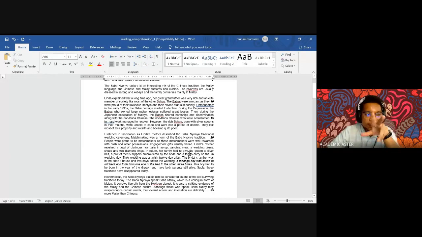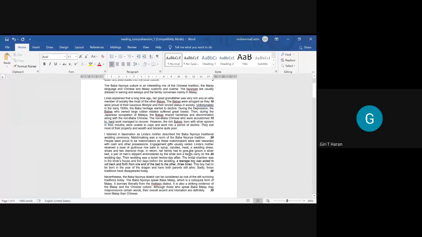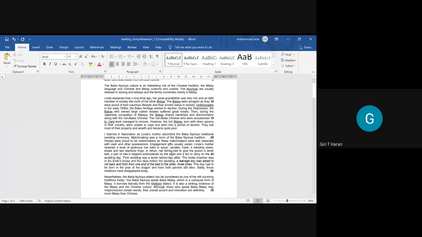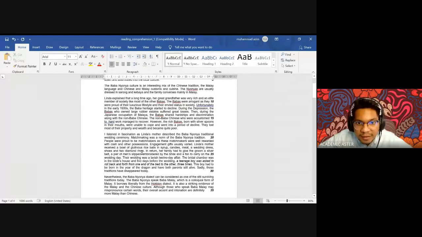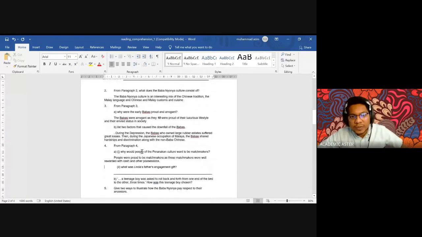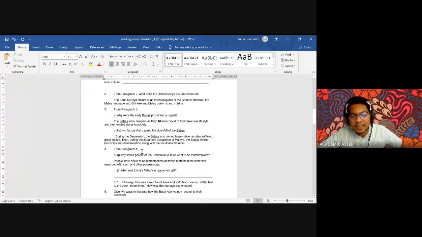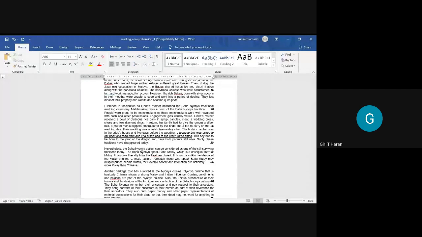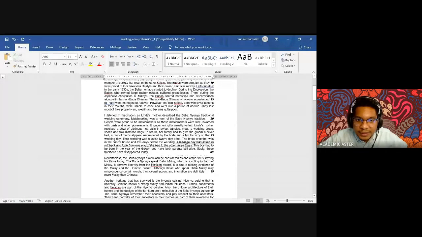It is actually a trick. They play with words. A silver belt, a pair of men's slippers embroidered with the bride, and a fan to carry on the wedding day. Which one? This one? A family had to give the groom a silver belt. But if you read the question, what was Linda's father's engagement gift? Is it a gift that the father gave to the bride or given to him? Given to him, right, sir? I think so. It's the gift given to him.